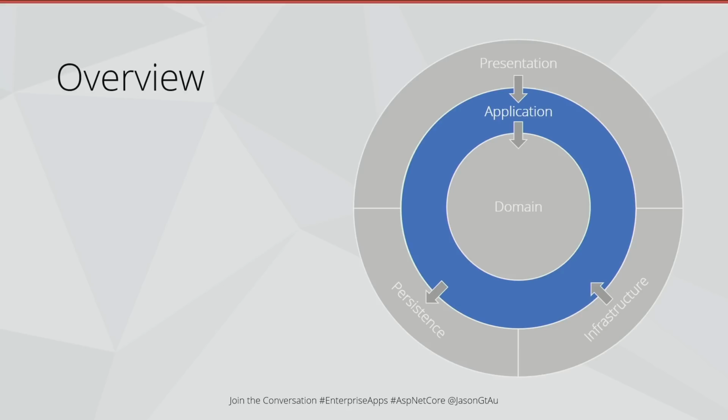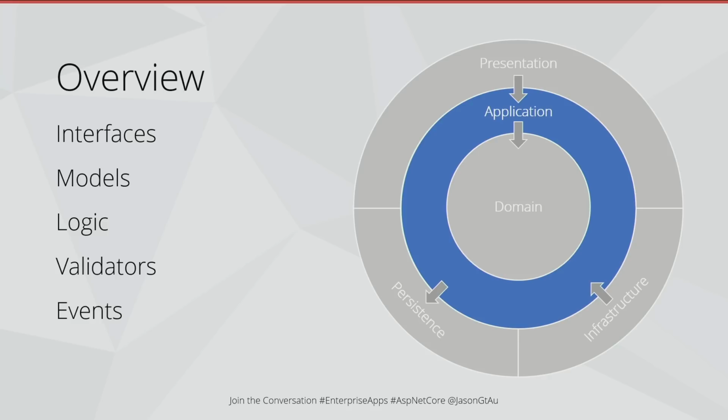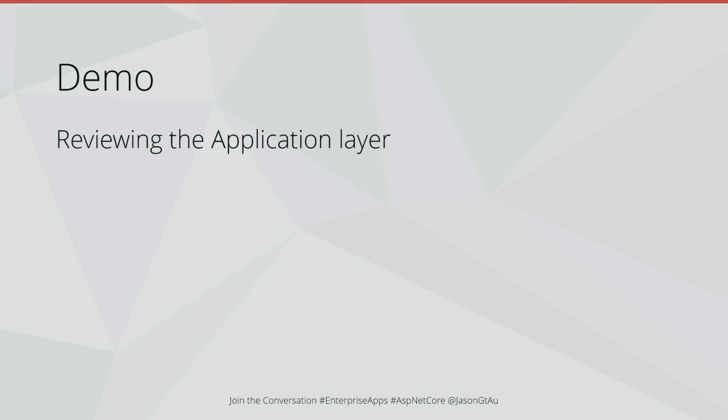All right. So we'll jump into the next section, which is the application layer. So this is the next part of what we consider the core of our architecture and design. And it contains the interfaces. So interfaces for persistence if we're setting up the abstractions, and interfaces for infrastructure. It contains models, so view models or DTOs. It contains our application logic, our validators, our events, if we've got any kind of application events, and any exceptions, so custom exceptions. So we're going to have a look at the application layer next.